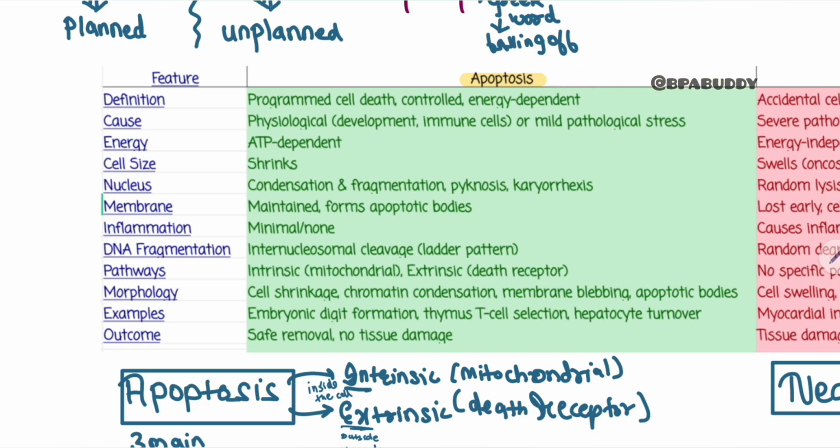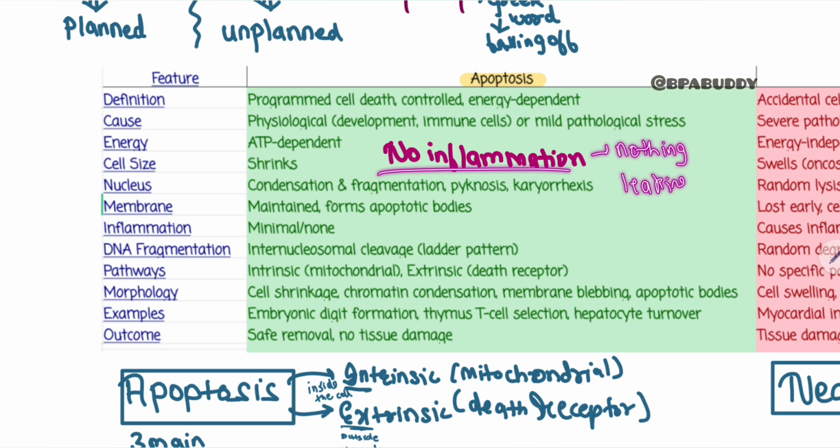Now, inflammation is a very important point. There is no inflammation in apoptosis. Nothing is leaking out, so everything is clean, right? We can understand apoptosis in one line as clean, controlled, energy based cell death.